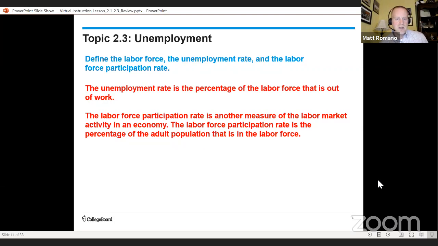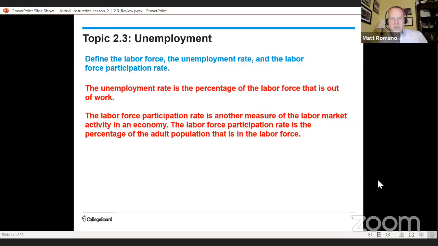In our country, in the US, it's typically about half of the total population when you start looking at the numbers. We'll look at those actual numbers in a moment. The labor force participation rate is another measure of labor market activity. Labor force participation rate is the percentage of the adult population that's in the labor force. And again, let's be more specific. It's not just the adult population, adult meaning 16 and over.